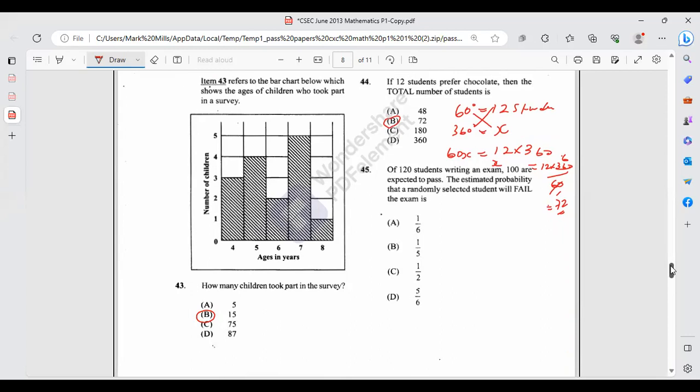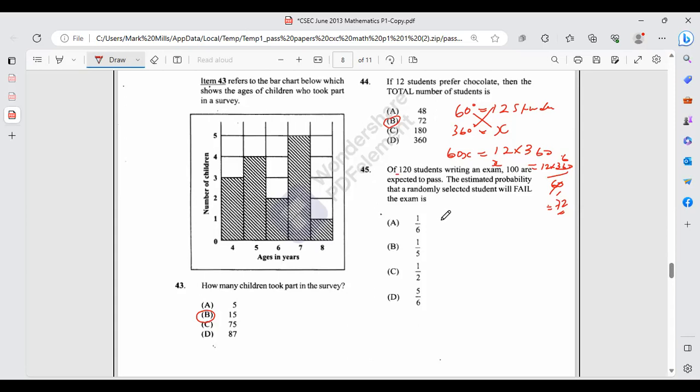Of 120 students writing an exam, 100 are expected to pass. The estimated probability that a student selected at random will fail is... Okay, so out of the 120 students, they're expecting 100 to pass. So how many are we expecting to fail then? If there are 120 students in total and you're expecting 100 people to pass, how many students do we expect to fail?